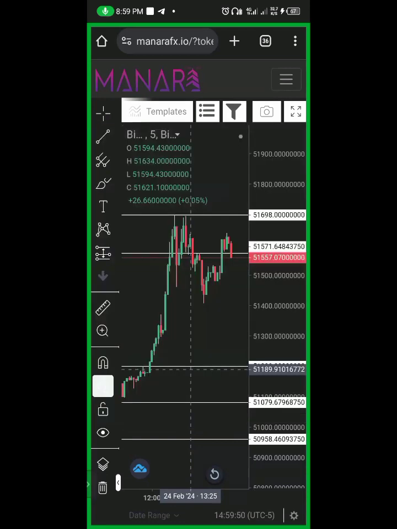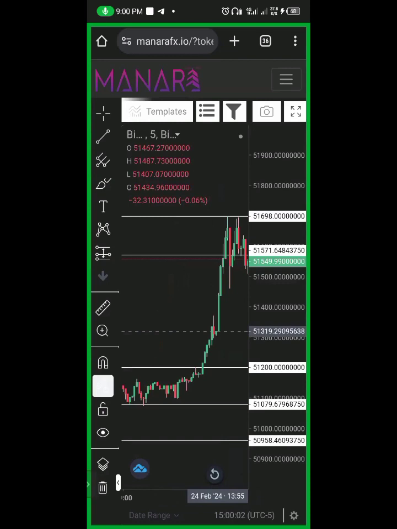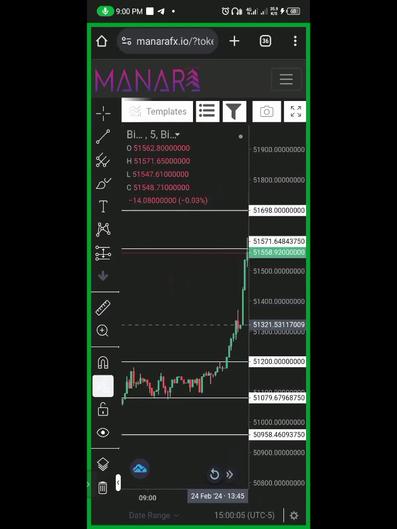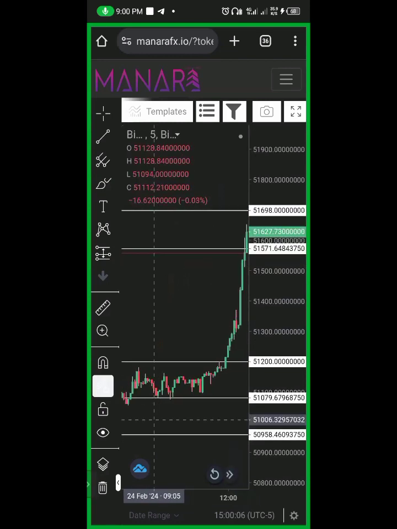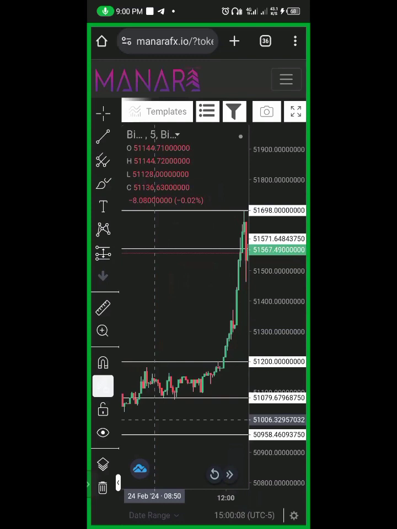All right. So as it's clearer now, when you see the line here, it is resistance. When you see the line here, it is support. See the line here is resistance, and the one under is support. The support is where the market moves from upward, while the market moves from the resistance downward.